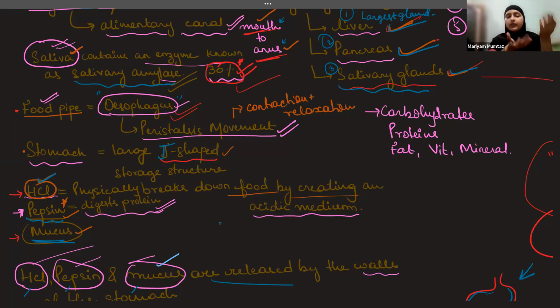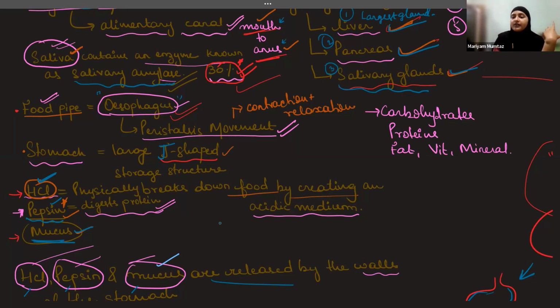Now, after that, the stomach also digests the food. The stomach has three things that are secreted inside it. First is hydrochloric acid, then there is pepsin, and then there is mucus. These three things are secreted by the walls of the stomach. The inner walls of the stomach secrete these three things. Let us look at each of their functions.